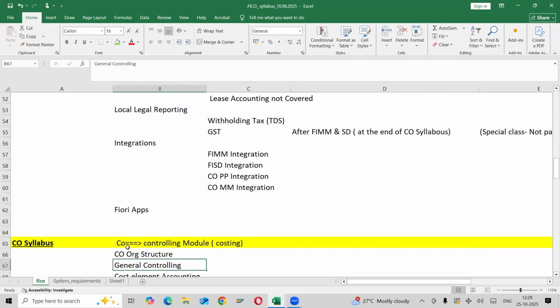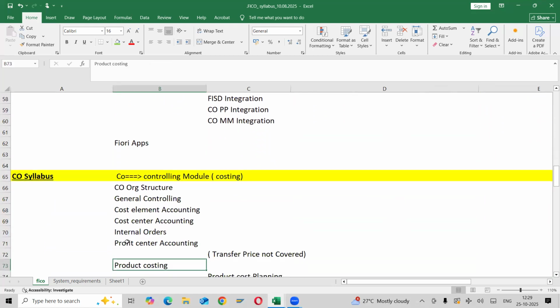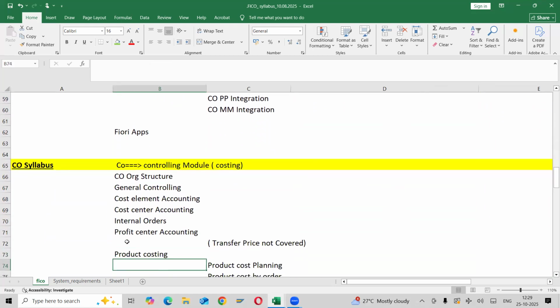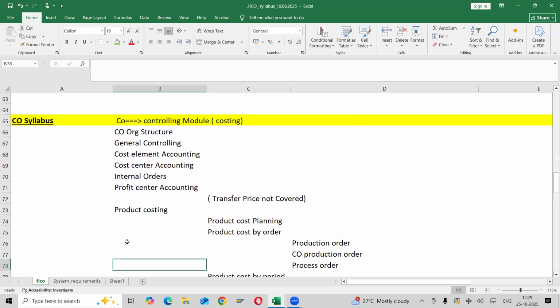As of now, if I say this, it probably looks like Greek and Latin to you, right? But at the same time, these are the things we are going to cover: CO organization structure, general controlling, cost element accounting, internal orders, profit center accounting. Again, I'm saying CO consultants in the market, hardly 15% are available.